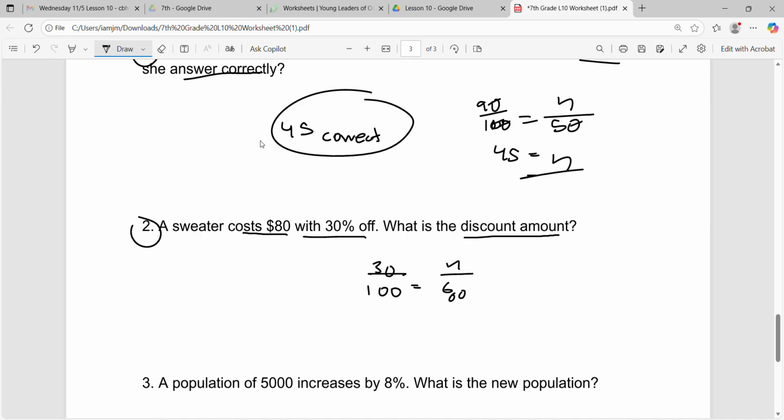To get that, we simplify it. 8 times 3 is 24. 1 times n is n. The discount amount is $24. So the answer is 24.